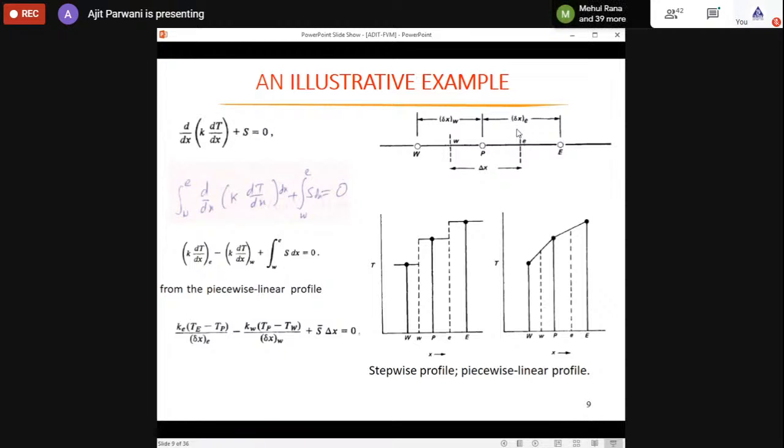So there are only two surfaces: one is the east surface and one is the west surface. And the two neighboring nodes for this P are shown, one on the east side and one on the west side. And then the corresponding lengths are also given. So this is the first step: divide the domain into n number of parts.